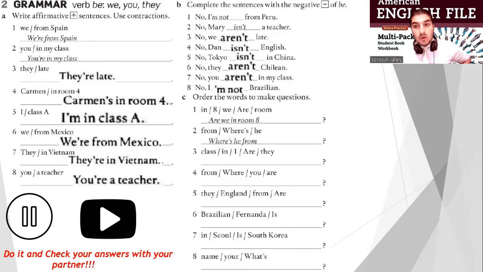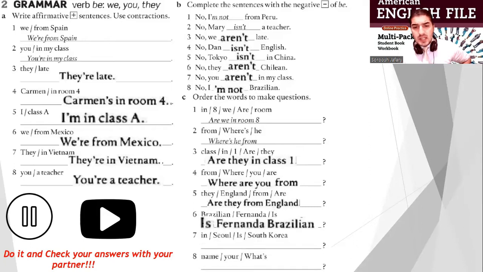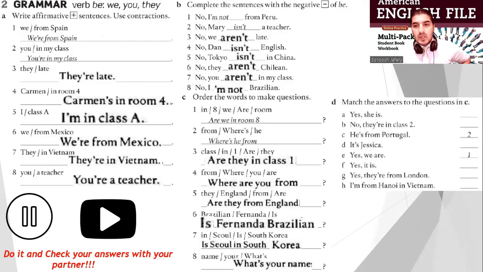Okay, part C, ordering. Number one, Are we in room 8? Number 2, where is he from? Number 3, are they in class 1? Number 4, where are you from? Number 5, are they from England? Number 6, is Fernanda Brazilian? Number 7, is Seoul in South Korea? And number 8, what is your name? What's your name? Okay, now we have the questions.